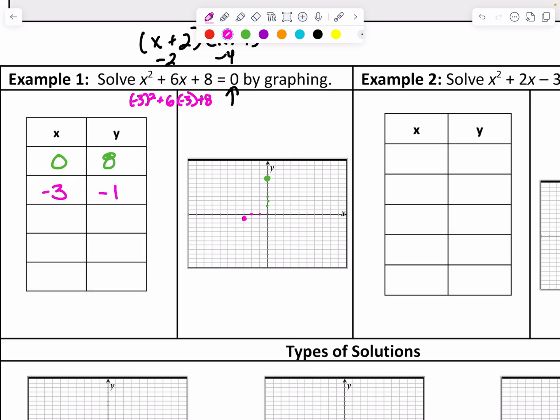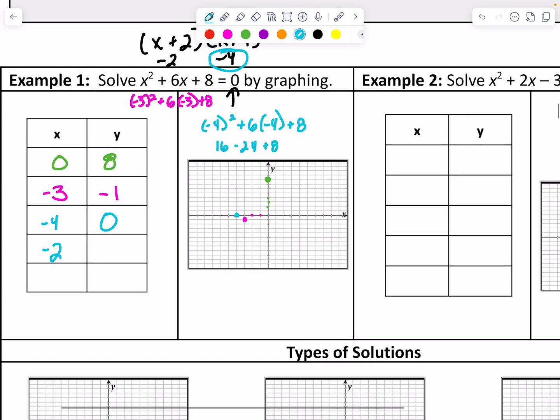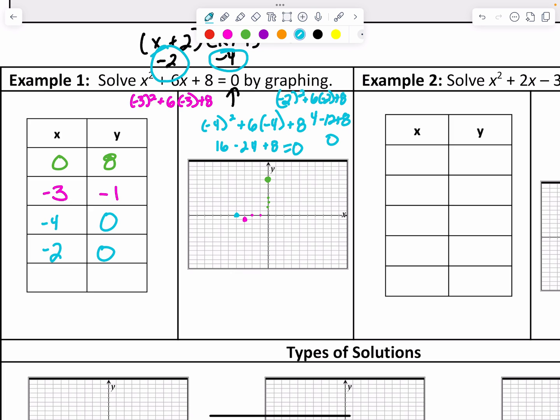So now I have my vertex. I'm going to pick a point to the left of it, plug that in, negative 4 squared. Okay, I get 16 minus 24 plus 8, which gives me 0. Well, look, there's my root that I already knew. Okay, I'm going to pick a point to the right. Negative 2 squared plus 6 times negative 2 plus 8 gives me 4 minus 12 plus 8, which is 0, which I already knew from this guy.